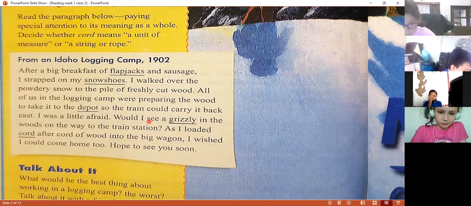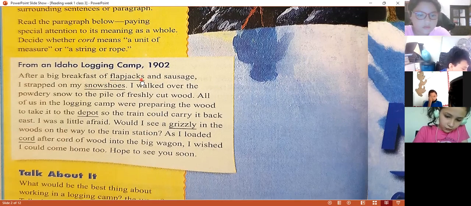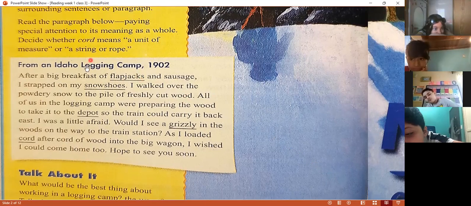So here we have the keywords, class. After a big breakfast of flapjacks and sausage. Do you know what a flapjack is? No? But it might be food, because it says after a big breakfast of flapjacks. So it's something that this person was eating, right? So we can guess flapjacks means food.